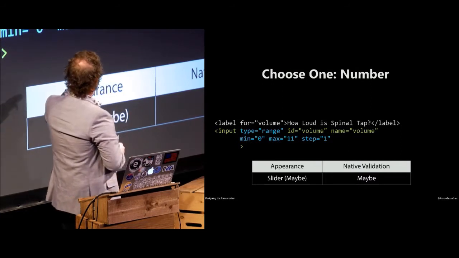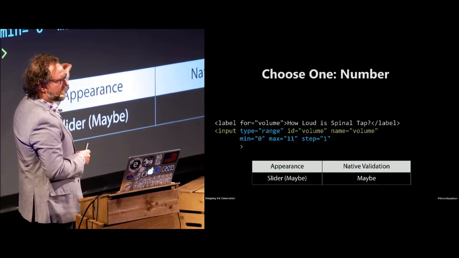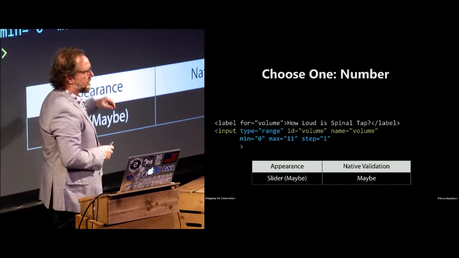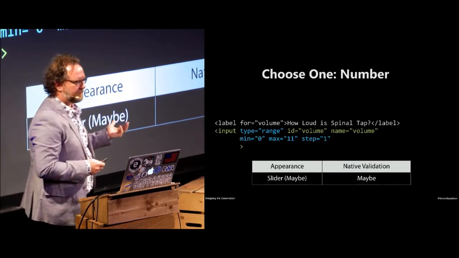And here you can see that actually in play in the range element, which is a native slider. So here I've indicated the minimum is 0, the maximum is 11, and it steps at 1.